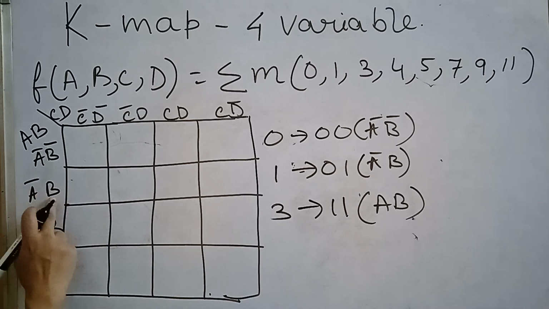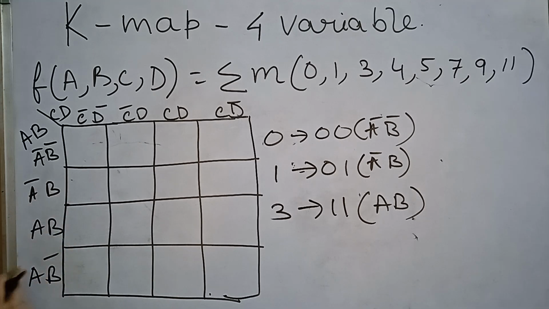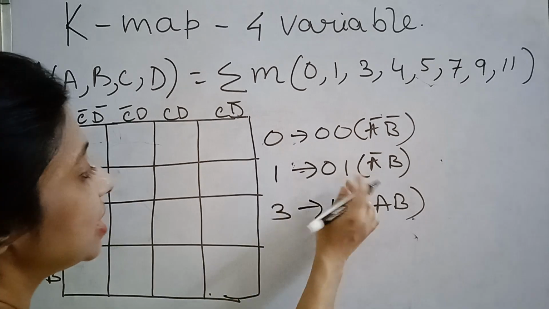See, this row is A bar B. Now if the next row is A B bar, then what will happen? A bar will be changed to A and B will be changed to B bar. This cannot be done. Right? Only one bit position can be changed. Right? That means, see, this is 0, 1.